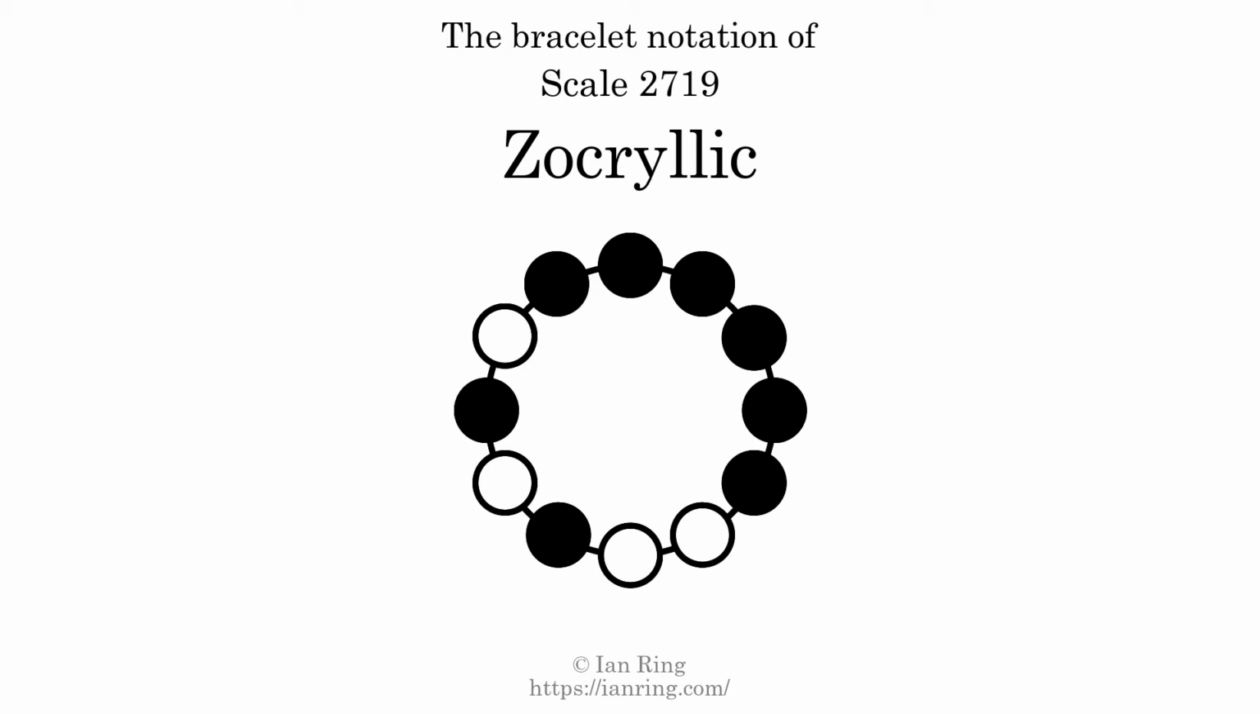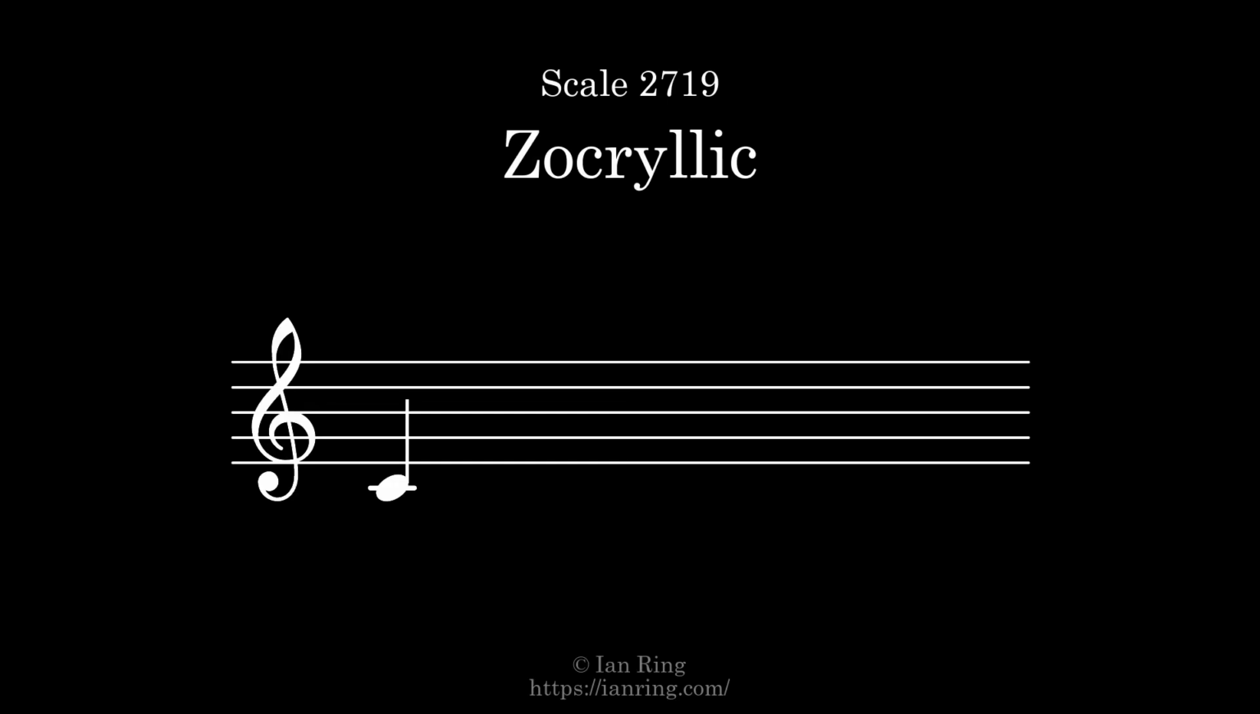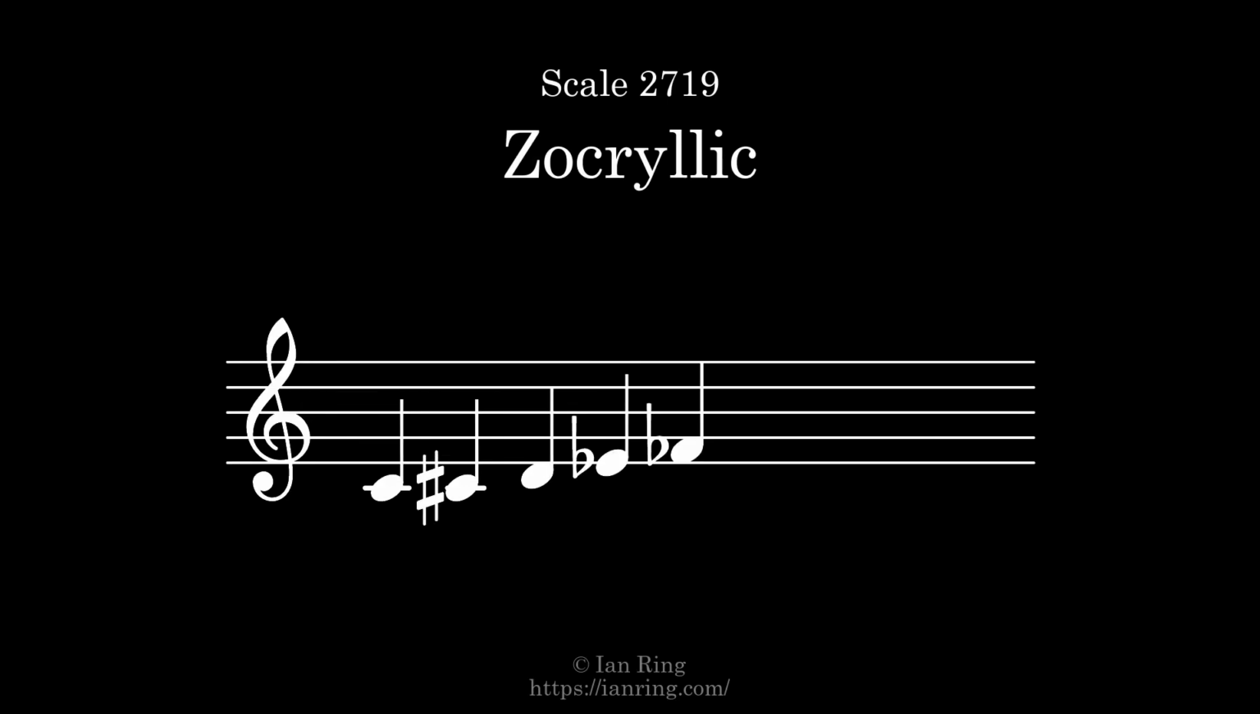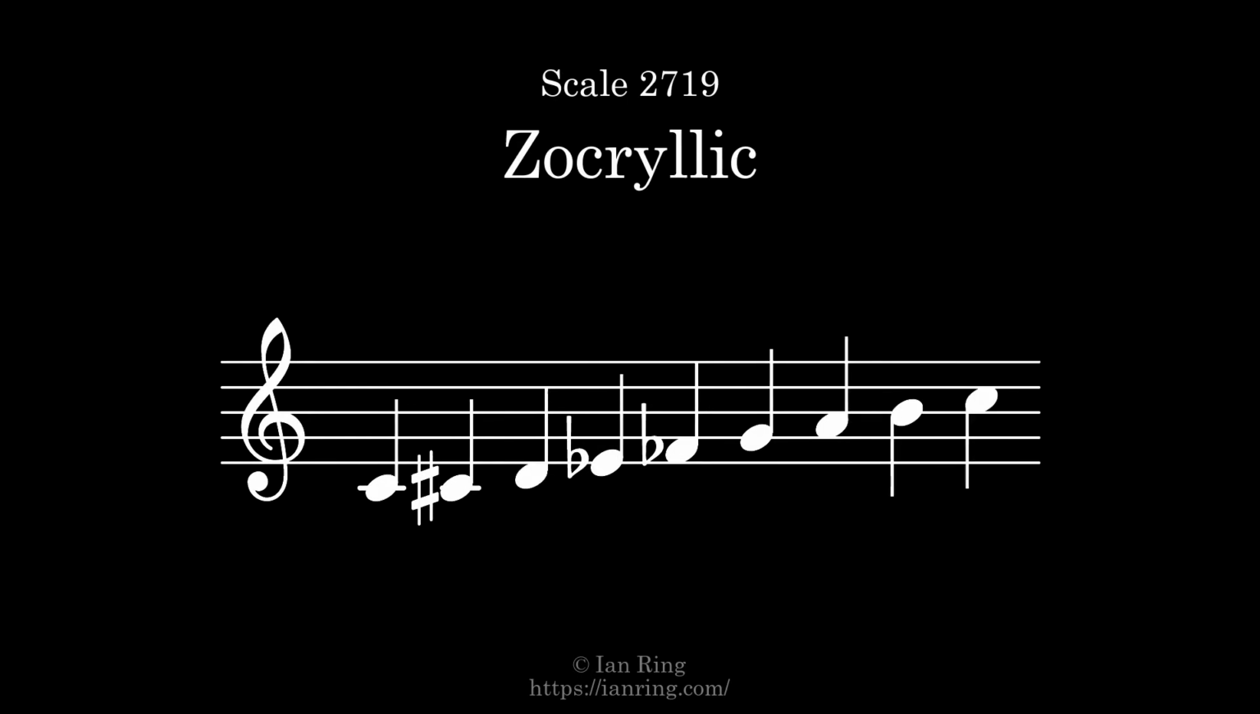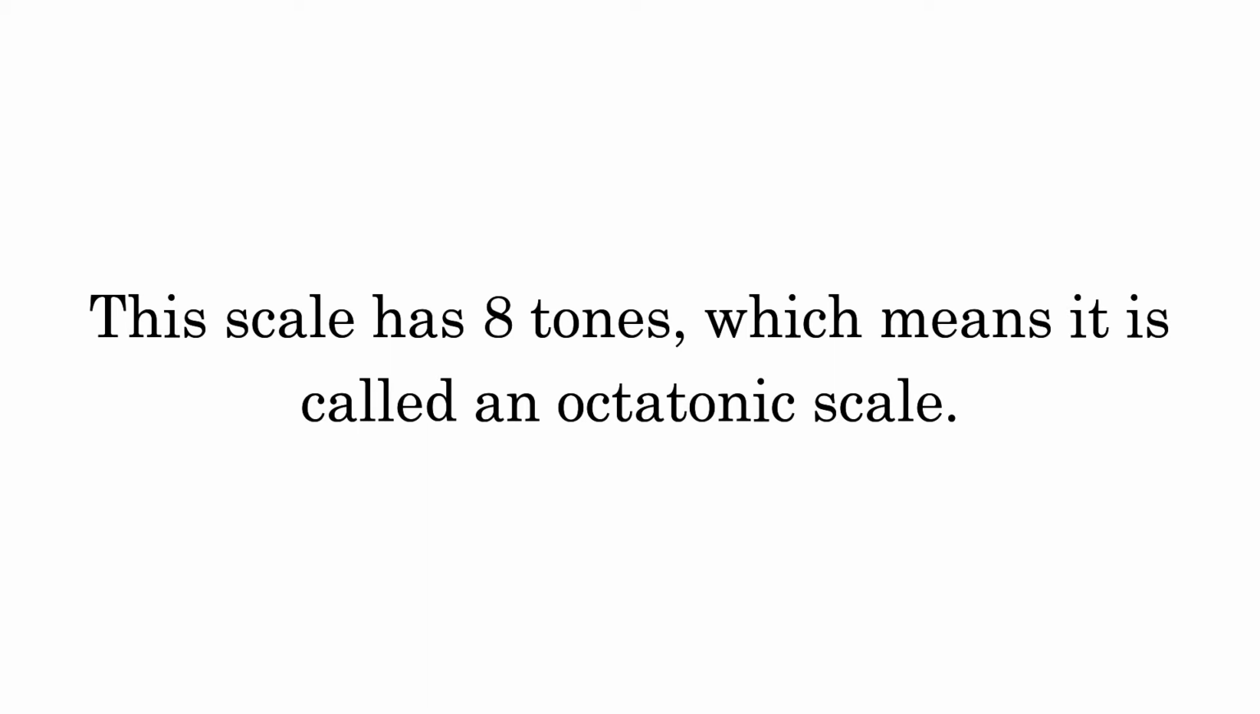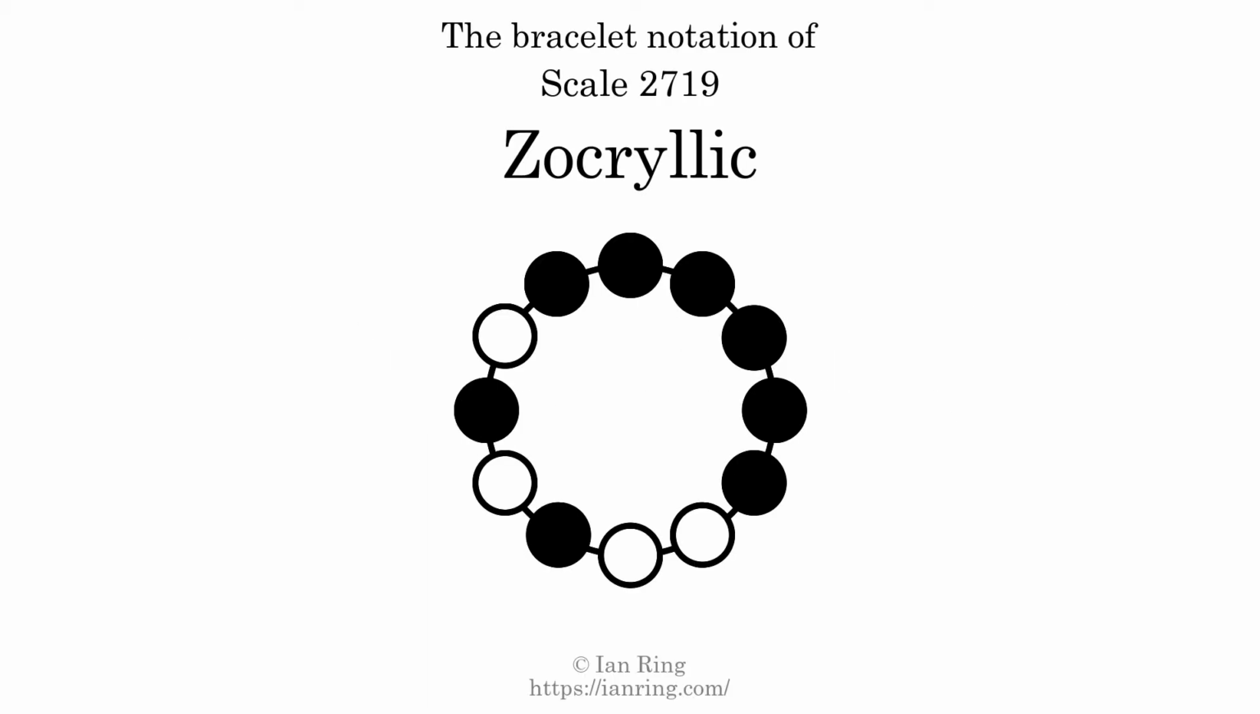2719, Zocryllic, which sounds like this. This scale has 8 tones, which means it is called an octatonic scale. This is a bracelet notation diagram of scale 2719. The shaded circles represent tones that appear in the scale, and they are read clockwise, starting at the top.